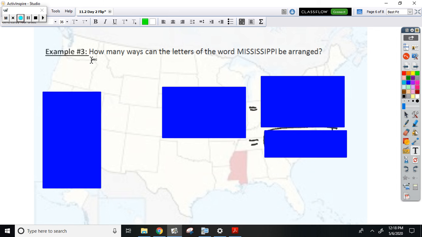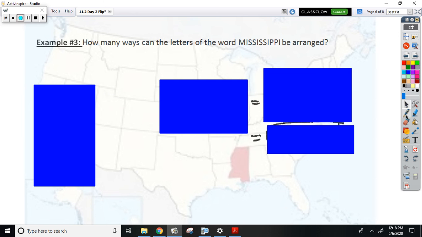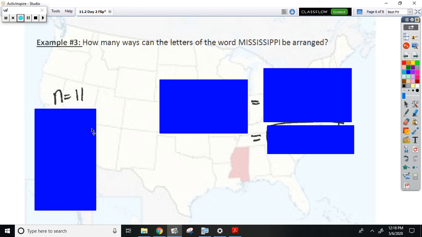So it says, in how many ways can the letters of the word Mississippi be arranged? So first thing we want to do is count up how many total letters there are. 1, 2, 3, 4, 5, 6, 7, 8, 9, 10, 11 total letters. So we'll start with N being 11.